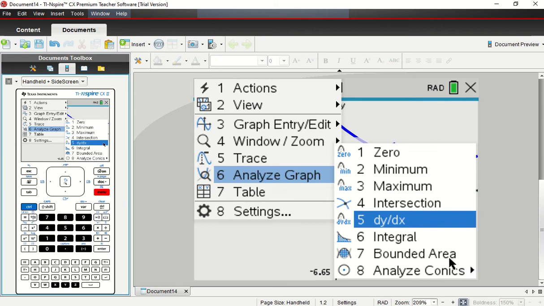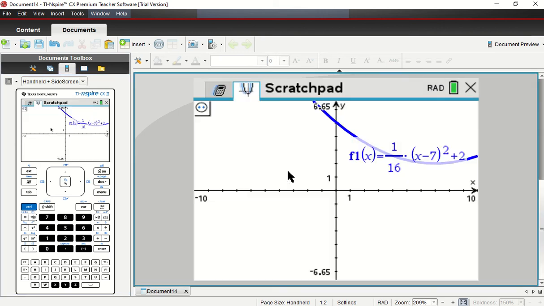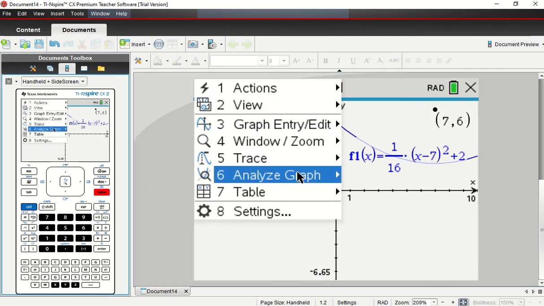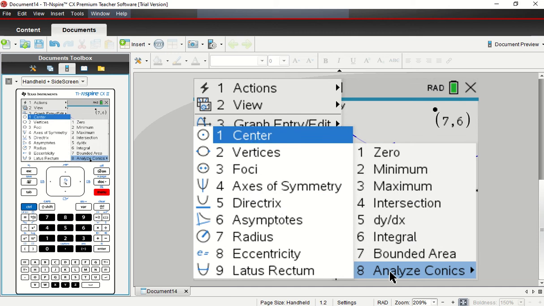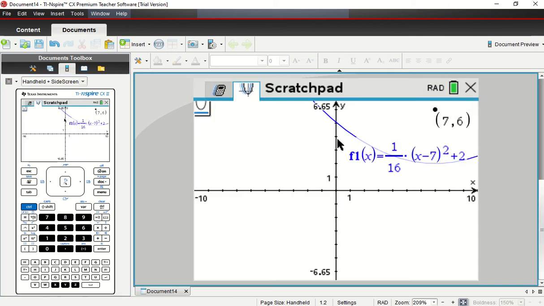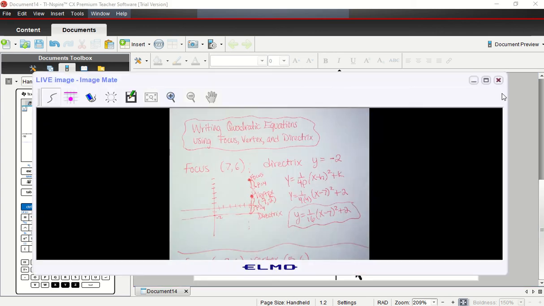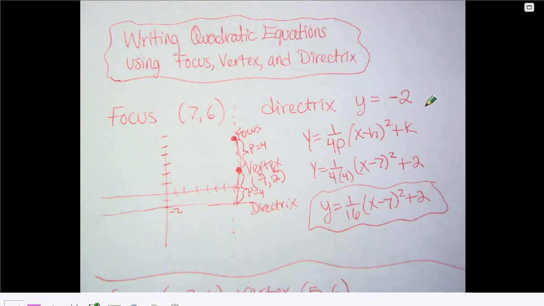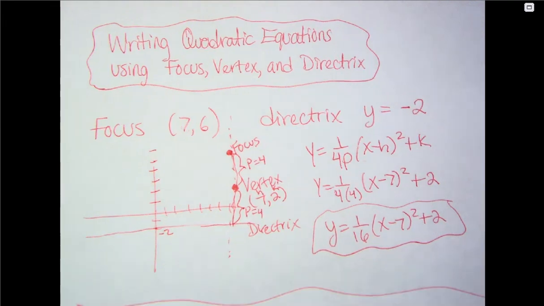Once we have our parabola, we're going to analyze it and make sure our focus is correct. So we go to analyze, analyze conics, and focus is right here. Click on the graph, and our focus is (7, 6). We also want to confirm that the directrix is correct, because that's the one they gave us. So analyze, analyze conics, and directrix is right here. Click on the graph, and that is your directrix. These confirm that the two pieces of information they gave us match the equation we created.